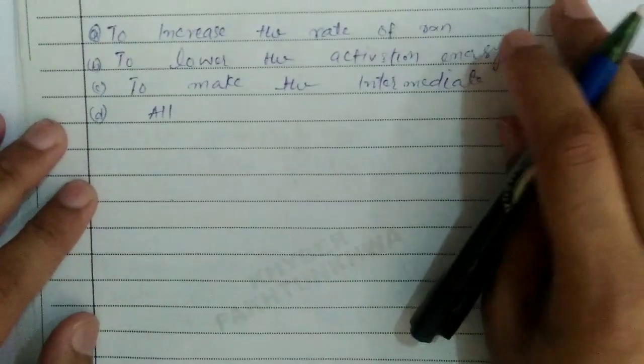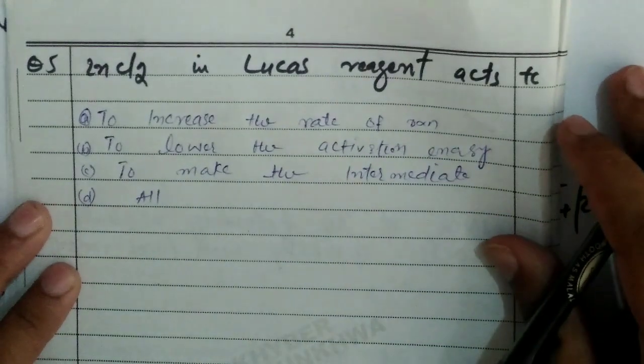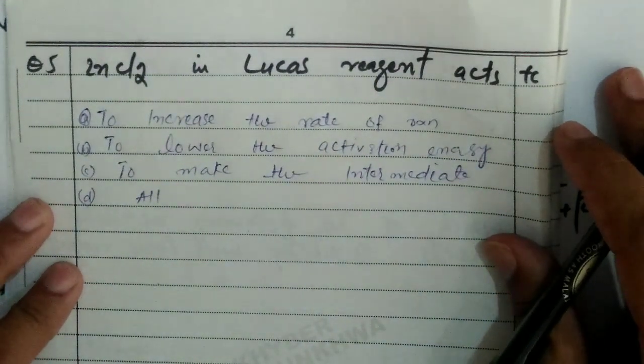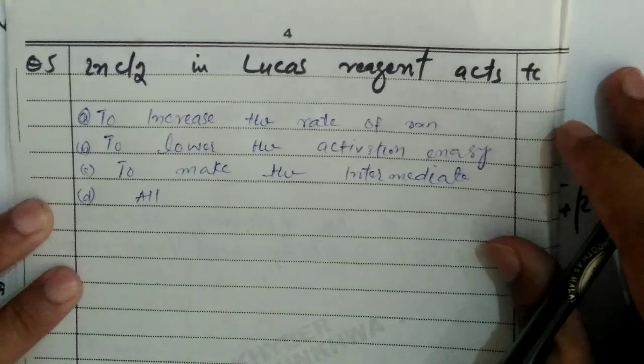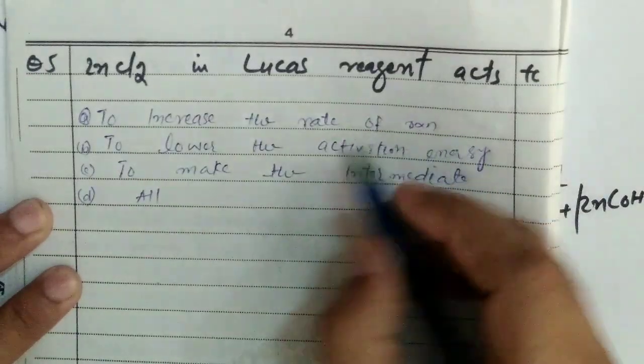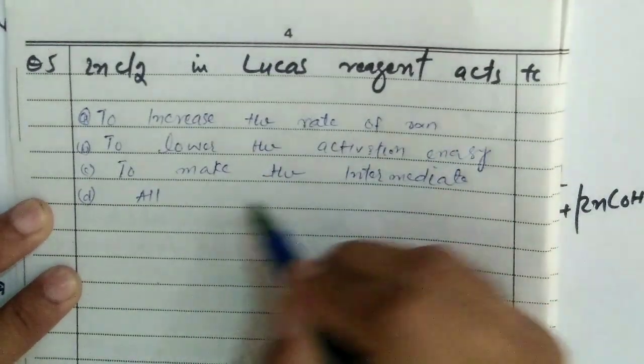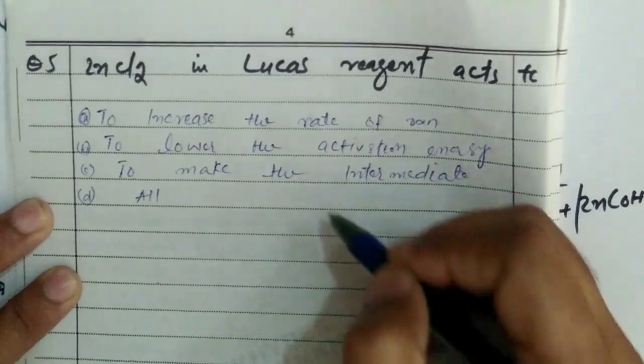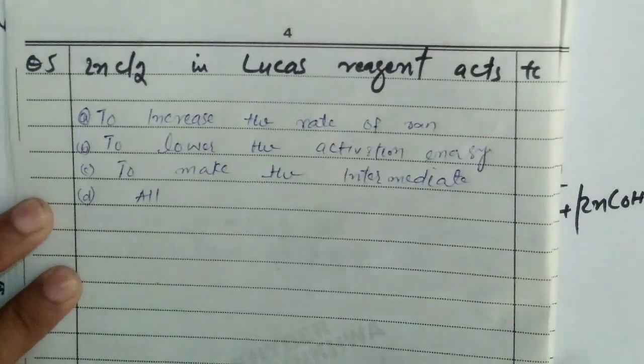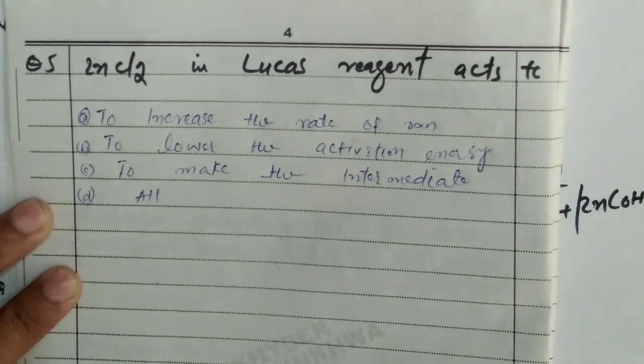Next MCQ. ZnCl2 is a Lewis reagent which acts to increase the rate of reaction, lower the activation energy, make the intermediate and all. Last MCQs है, ये मैं आप लोगों पे छोड़ता हूँ. Which one is the correct answer and put in the comments.